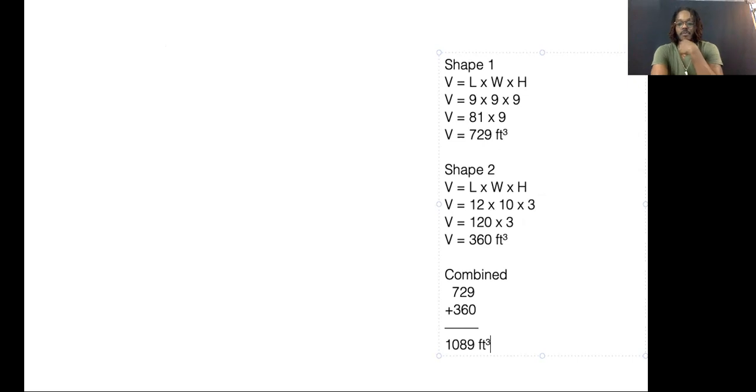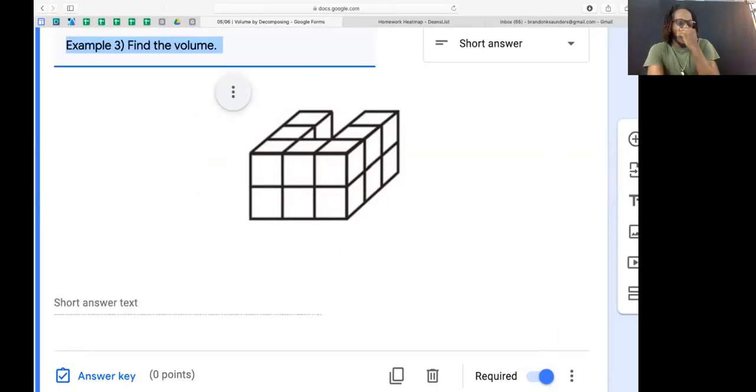Okay, so let's go back to the example first before I show you how I decompose this. What we have isn't labeled like the first two examples, but we can still determine the dimensions because what we're looking at are unit blocks. Each segment of this line represents 1 unit. Going across the top, it would be 1, 2, 3 units wide. The length would be 1, 2, 3 units long. And the height would be 1, 2 units high.